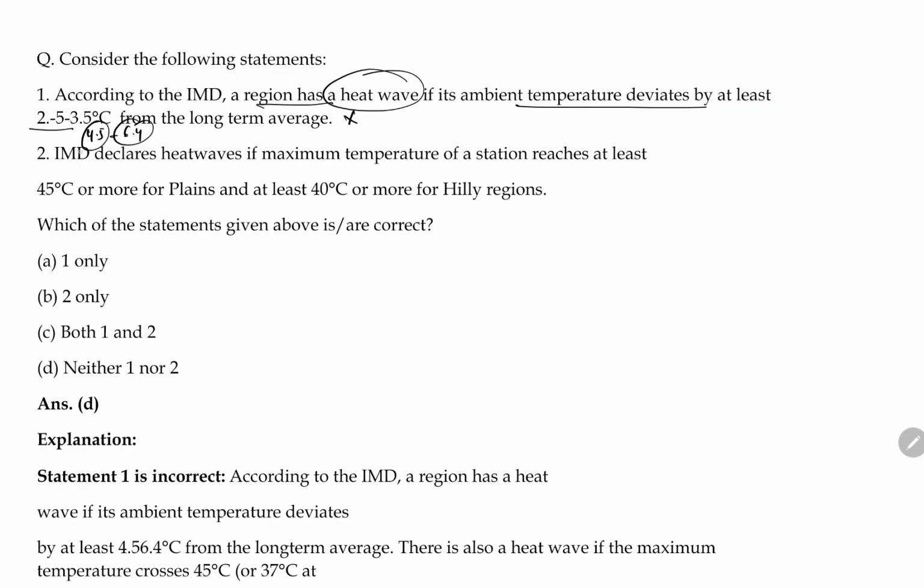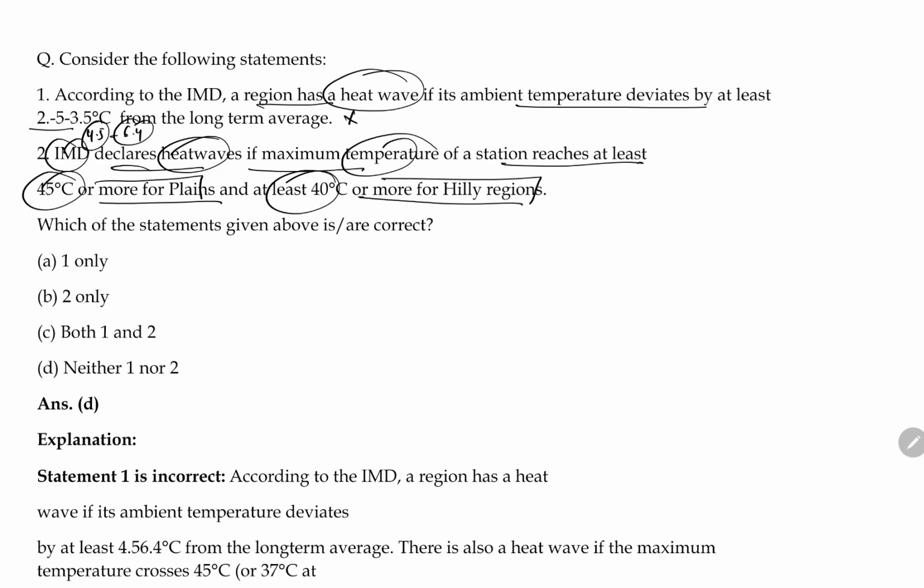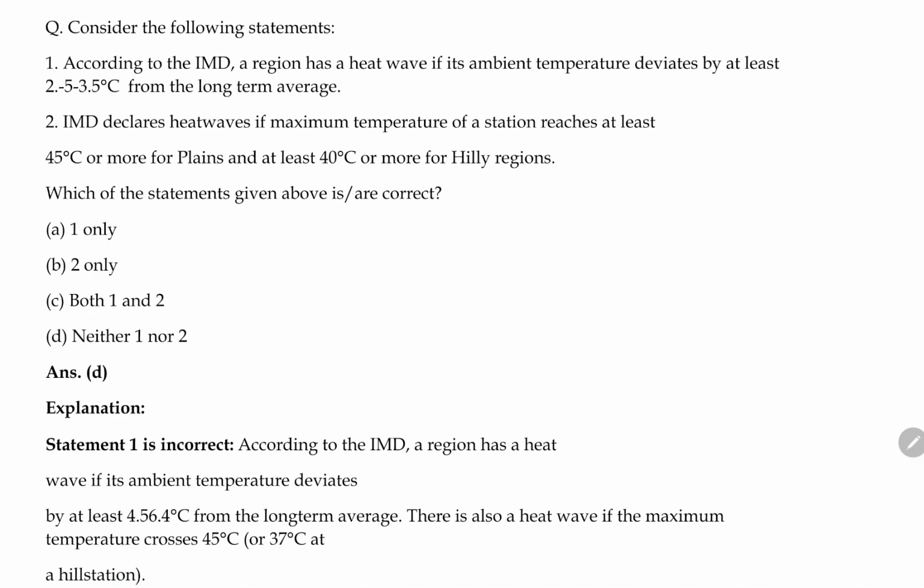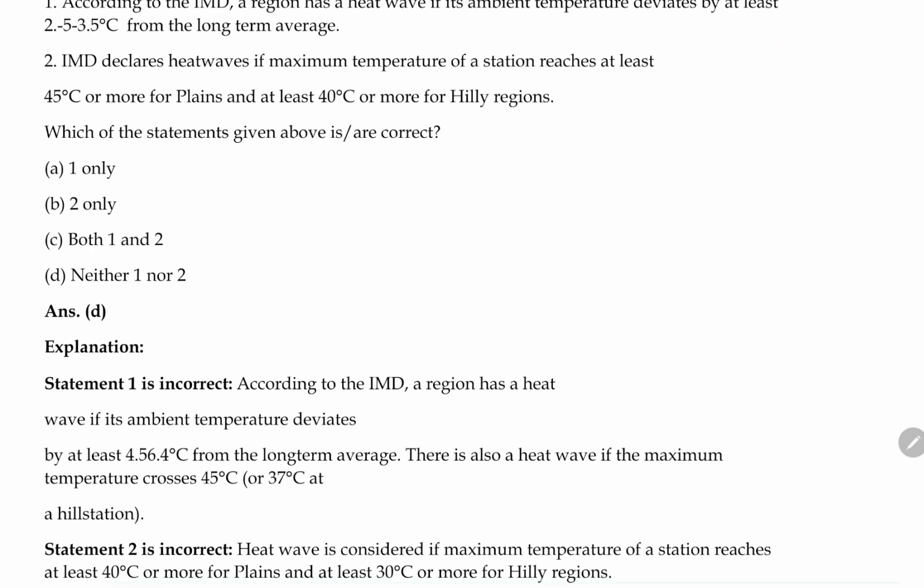The next statement is the IMD declares the heat wave if the maximum temperature of the station reaches at least 45 degree for the plains and at least 40 degree for the hilly regions. So this statement is also incorrect because the temperature for the plains is not 45 degree, it is 40 degree, and for the hilly area it is not 40 degree, it is 30 degree. So from here both the statements are incorrect, so the D will be the correct option.